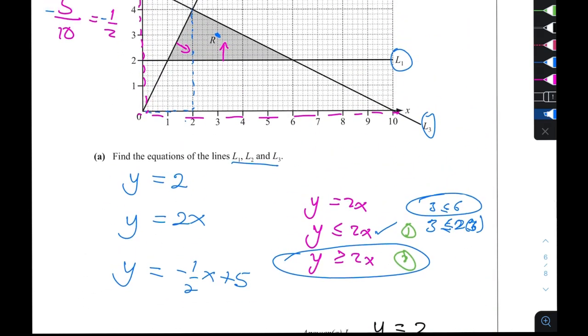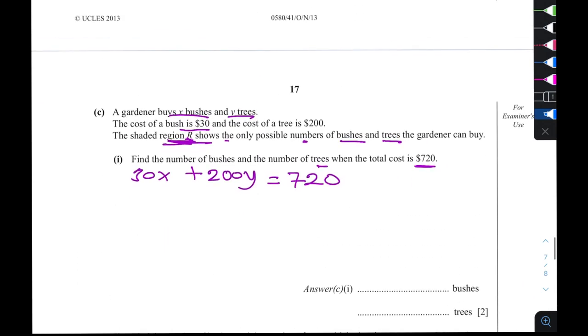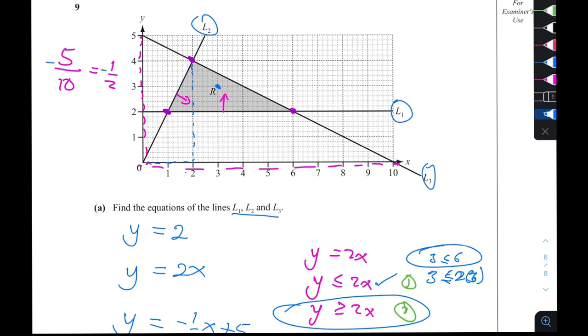What you might want to do is to use these vertices to see if you get 720. On your calculator, you can just put 30x plus 200y. I'm going to put 30x plus 200y on my calculator, then start with this point. When x is 1, y is 2. And that gives me 430. So that's not the answer I want.